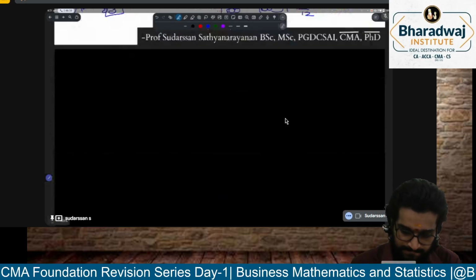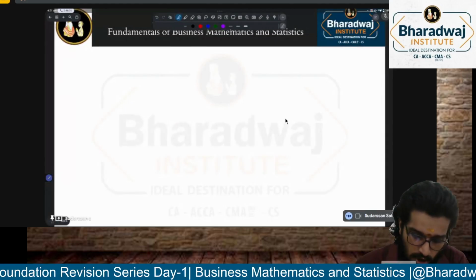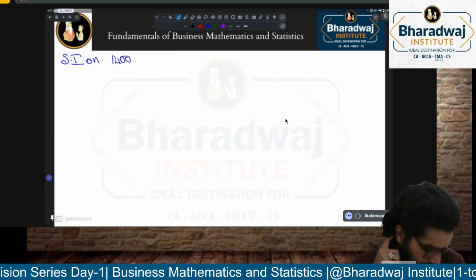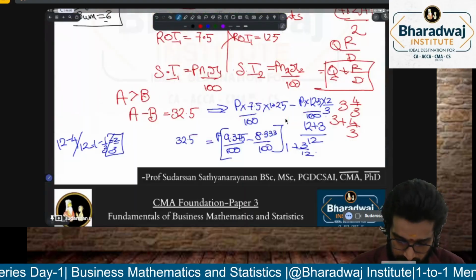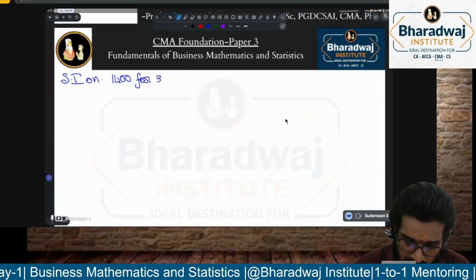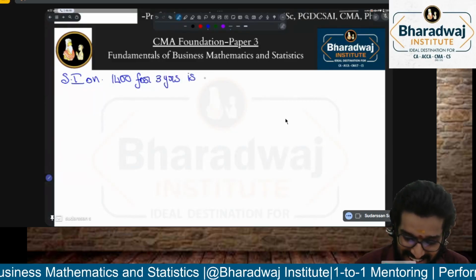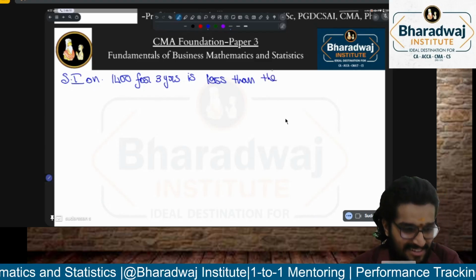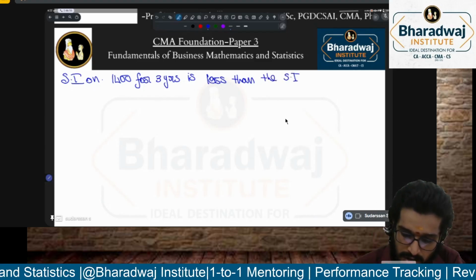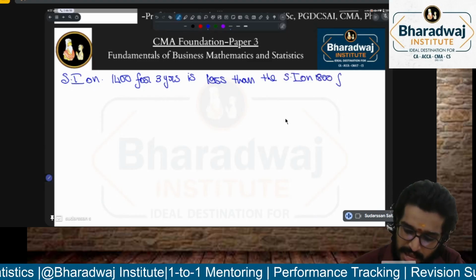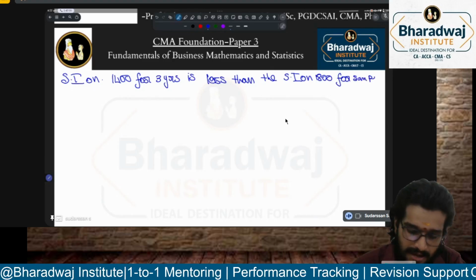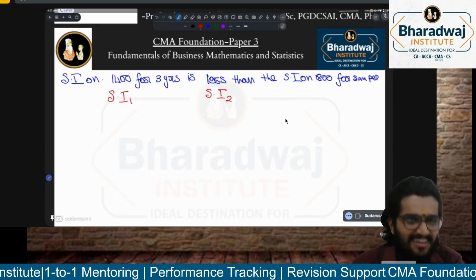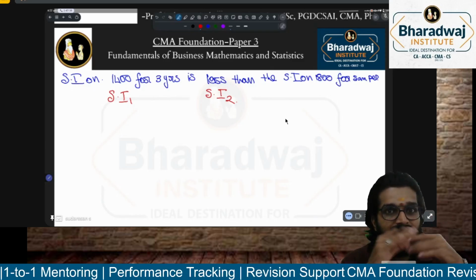One similar problem. If the simple interest on 1400 for 3 years is less than the simple interest on 1800 for the same period. Upper, you will be having two simple interests. Put the inequality as it is less than.